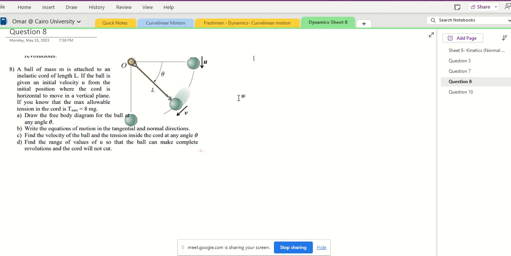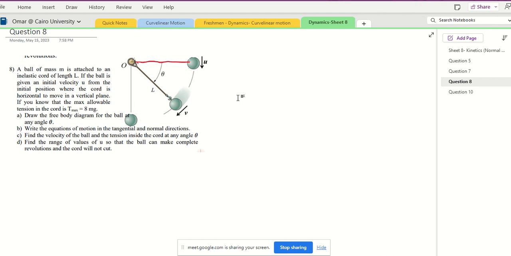If the ball is given an initial velocity u from the initial position where the cord is horizontal. So this is the initial position, the one I'm drawing with the red color. Again, we are moving in a horizontal plane. If you know that the maximum allowable tension in the cord, T maximum, is equal to 8mg. So we have a new condition. If the tension is greater than 8 mg, the cord will be broken. It will be cut.